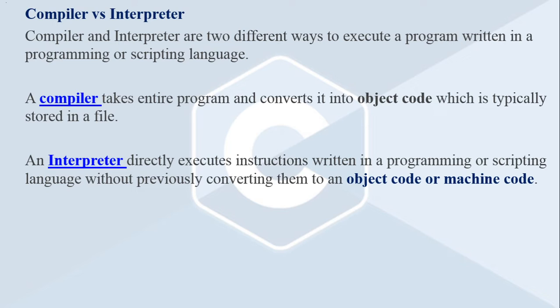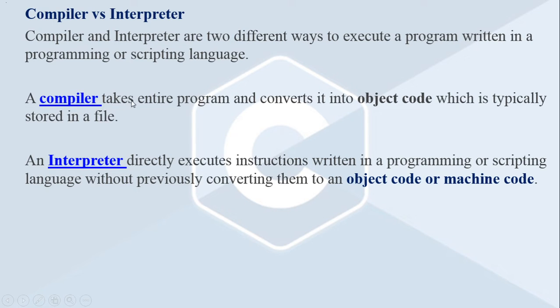What is the difference between a compiler and an interpreter? A compiler takes the entire program and converts it into its object code or machine code equivalent, which is typically stored in the form of a file. An interpreter directly executes instructions written in a programming or scripting language without previously converting them into object code or machine code. That is the difference. The functionality is almost the same, but the way of performing the function is different.